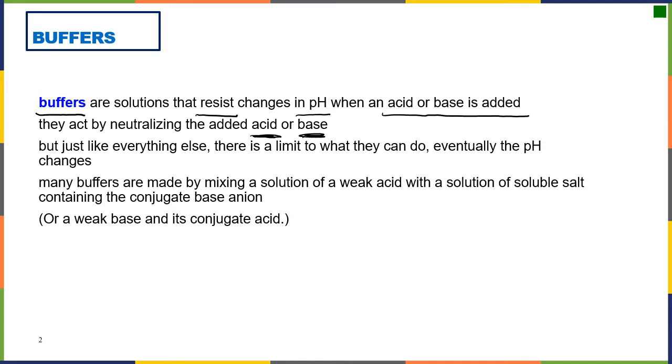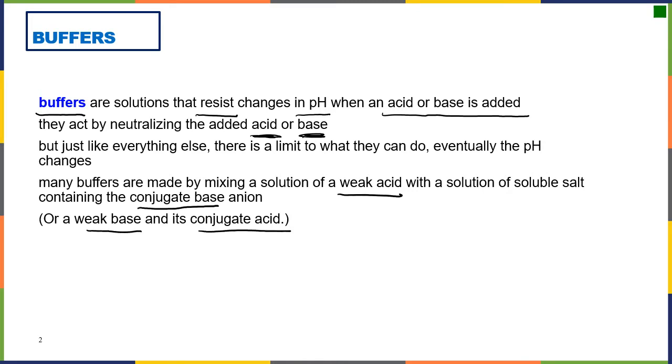Now, like everything else, it's going to have a limit. So at some point, you're going to run out of the stuff that is the buffer, and your pH will change. Most buffers are made by mixing a solution of a weak acid and its conjugate base, or a weak base and its conjugate acid.